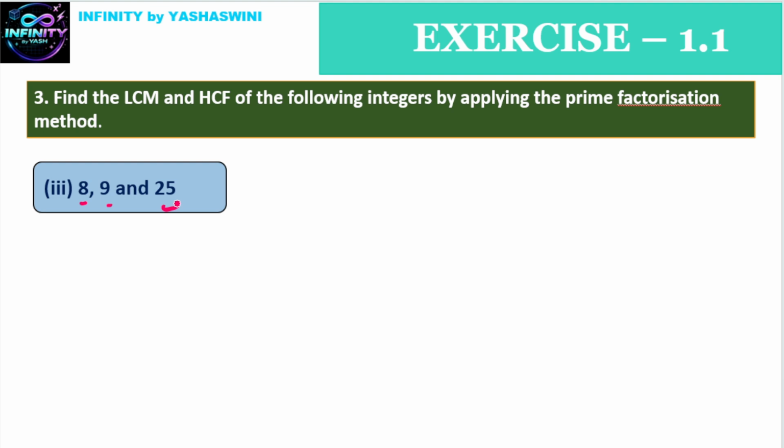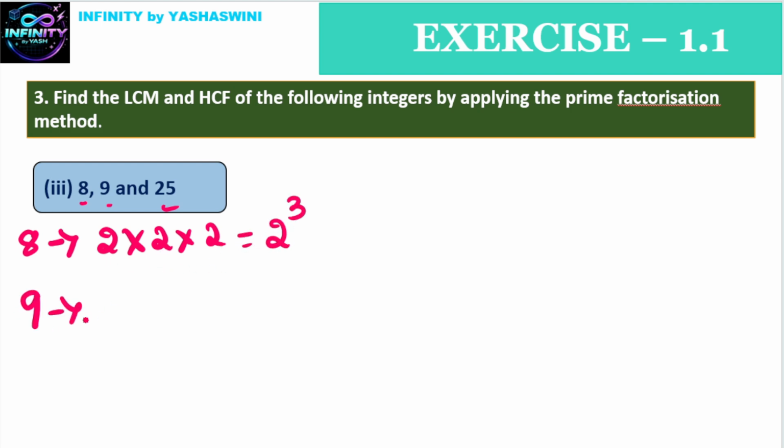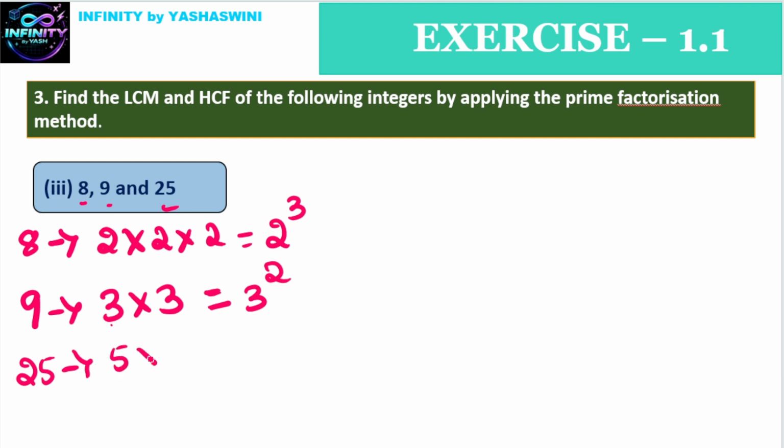and 25. What are the factors of 8? 8 can be written as 2 into 2 into 2, that is 2 to the power 3. Now 9 can be expressed as 3 times 3 or 3 to the power 2. Now 25. 25 is 5 times 5, 5 squared.